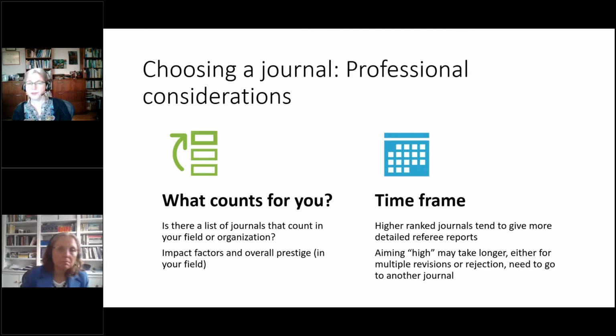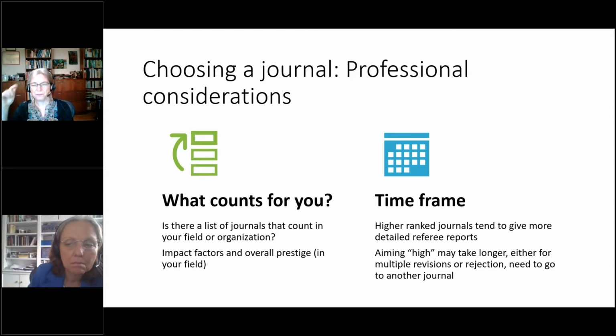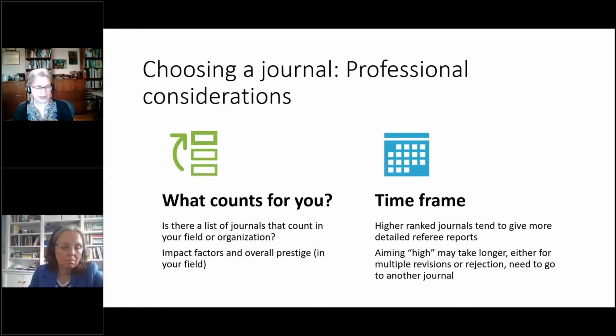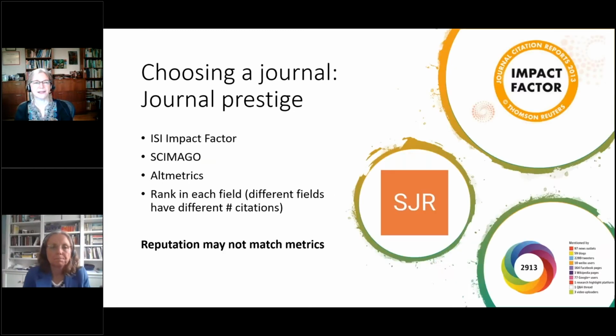And it might also be shaped by your time frame. A lot of the science journals do quite quick publication because they have very short turnaround for reviews. But higher ranked journals tend to give more detailed referee reports. And if you aim really high, it might take longer, either because you have to do multiple revisions or you might get rejected and need to go to another journal. So all of these things are in the mix.